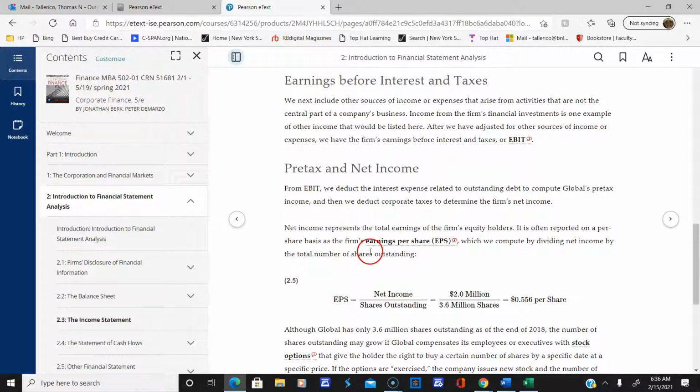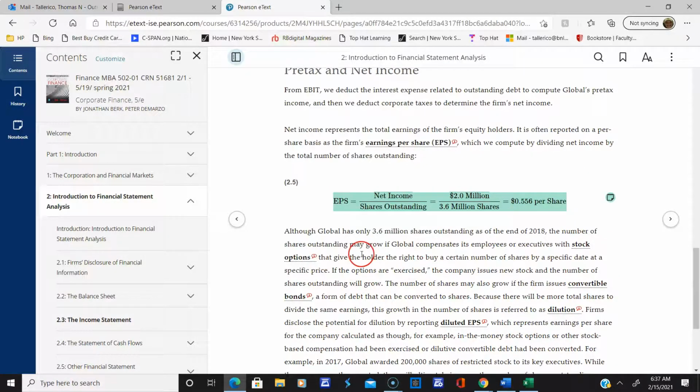Then we have our net income, and we have our earnings per share, which again is our net income over the number of shares outstanding. So this is an important little equation. It's a ratio to know. And I deal with this all the time when I look at my stock annual reports, and I see what their earnings per share was and how much they're giving in dividends to the shareholders.